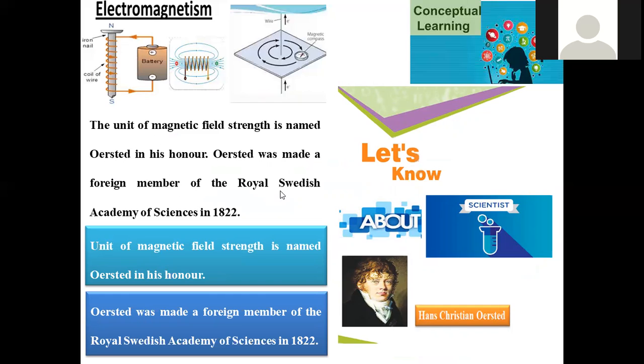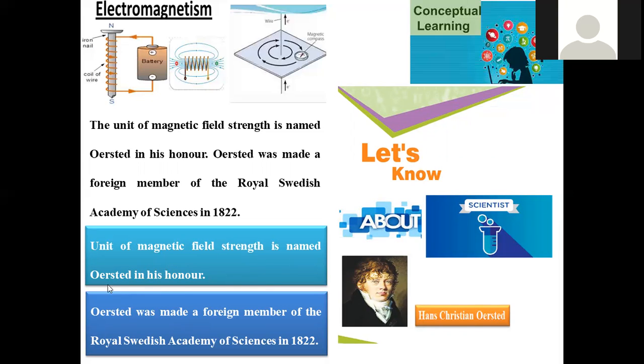Oersted was made a foreign member of the Royal Swedish Academy of Sciences in 1822, being a scientist with the perception of connecting scientific laws. That's the reason he was recognized and became a member of this academy in 1822. These are the accomplishments given to the scientist based on his efforts to develop a new scientific branch.